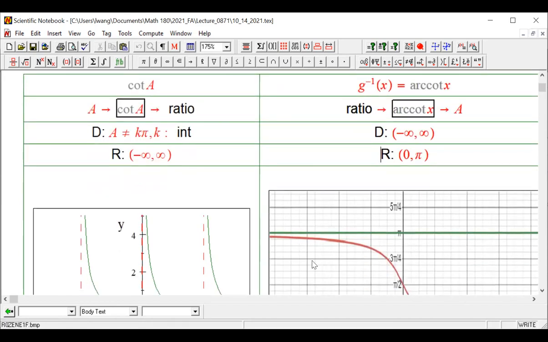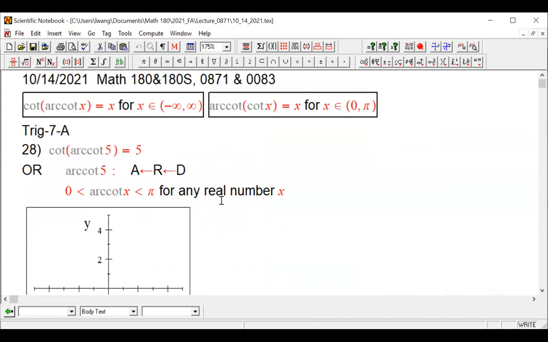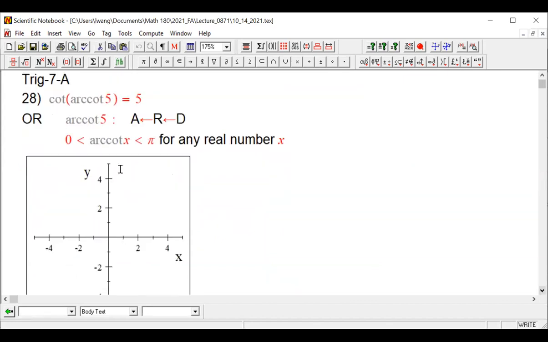That's what it's telling us. You could make that sentence one statement about ArcCotangent. That's what it means. No matter what the input is, the output is always between 0 and pi. Therefore, this quantity is between 0 and pi.